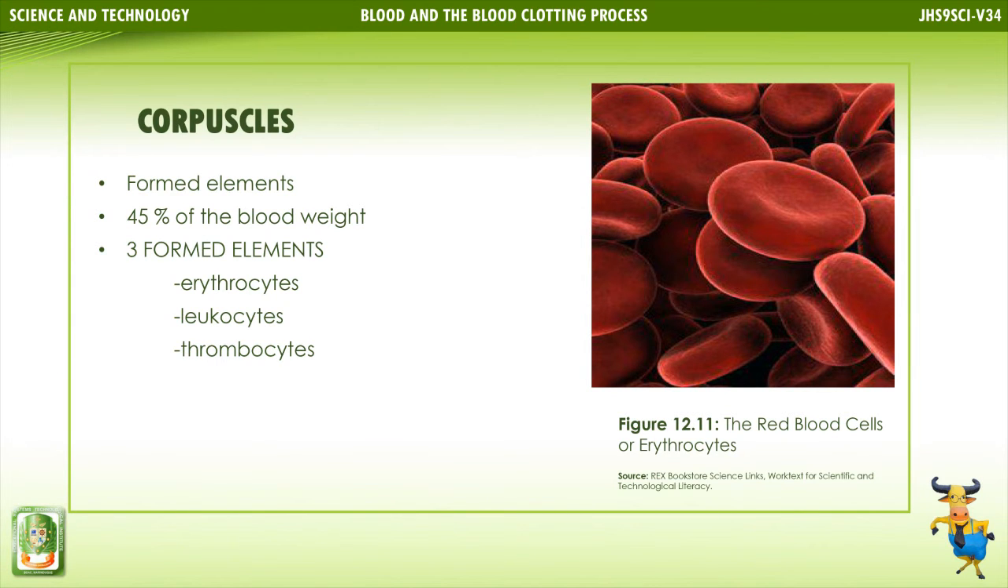Corpuscles. The corpuscles or formed elements suspended in the plasma comprise 45% of the blood by weight. There are three formed elements: erythrocytes or the red blood cells, leukocytes or white blood cells, and the thrombocytes or the blood platelets. These formed elements are synthesized in the red bone marrow of flat and long bones.